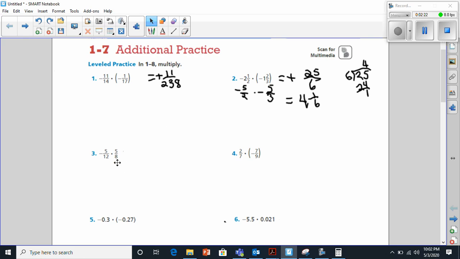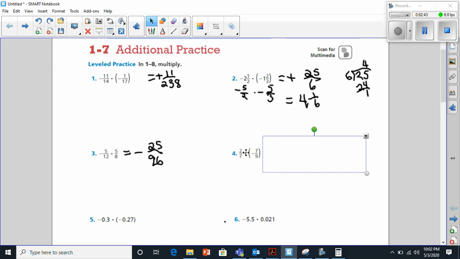Next, we go to number 3. We multiply a negative times a positive to give us a negative number. And then 5 times 5 will give us 25. And then 12 times 8 will give us 96. So this is negative 25 over 96.